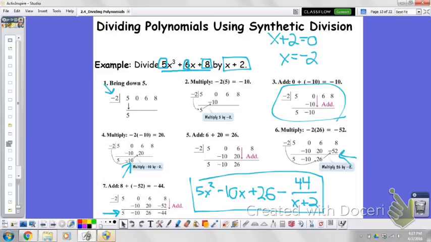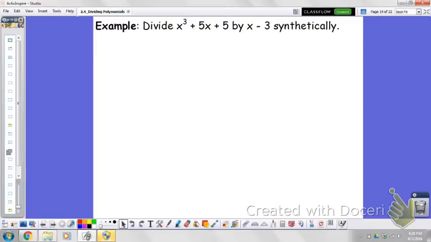So let's go ahead and do another one of those together. We're going to take x cubed plus 5x plus 5 and divide it by x minus 3. So we're going to take x minus 3 and find our 0. And that gives us x equals 3. So that means in my synthetic division, I will have a 3 in the upper left-hand corner. Then I write out my coefficients from the highest degree to the lowest. X cubed has a coefficient of 1, so I write a 1. 5x has a coefficient of 5, so I write a 5.